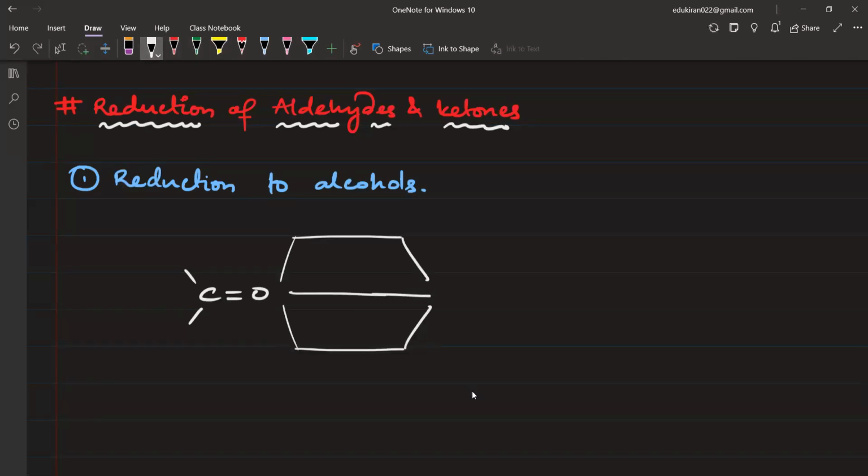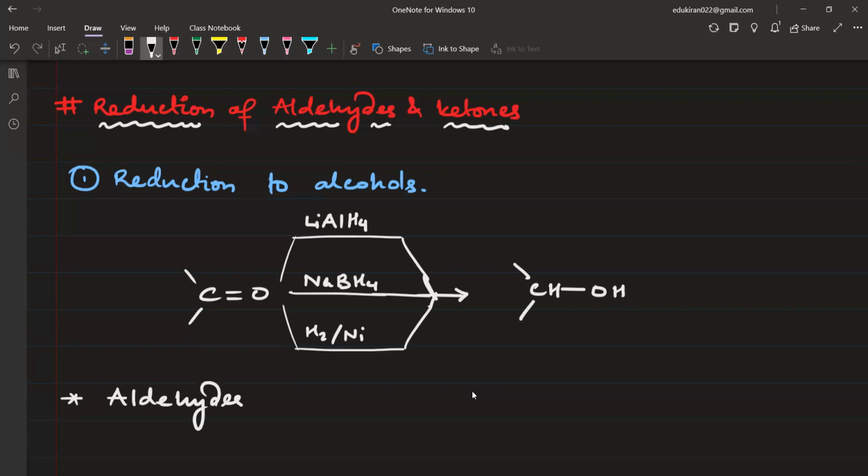First reagent is lithium aluminium hydride. Next is sodium borohydride. And next is H2 in the presence of nickel, Pd or Pt. All of these are going to convert this carbon to CH and this oxygen to OH. The groups attached will be as it is. Simply speaking, aldehydes get reduced to 1 degree alcohol.